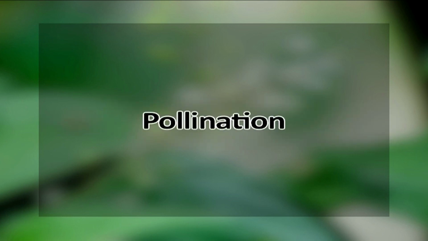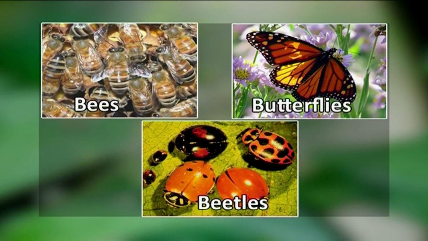Now let us discuss the pollination in Lamiaceae. The showy flowers of Lamiaceae are pollinated by various types of insects like bees, wasps, butterflies, moths, beetles, or even birds.